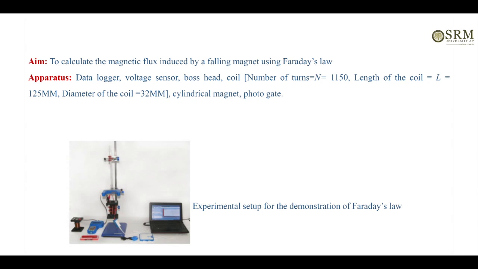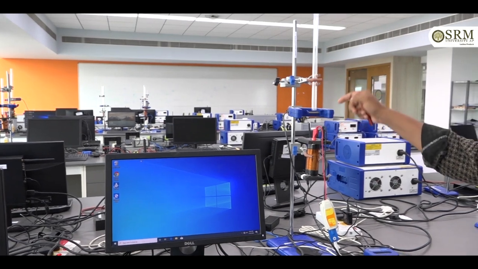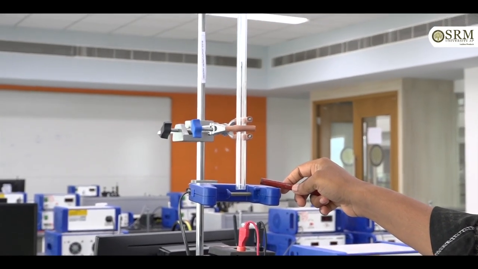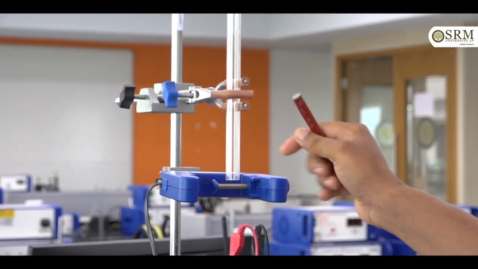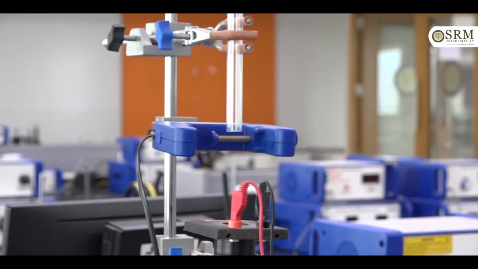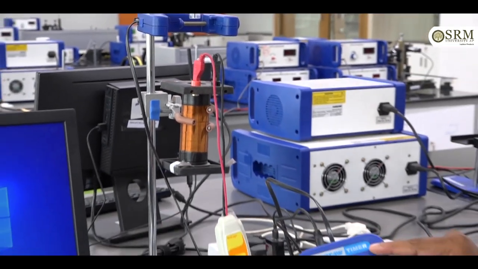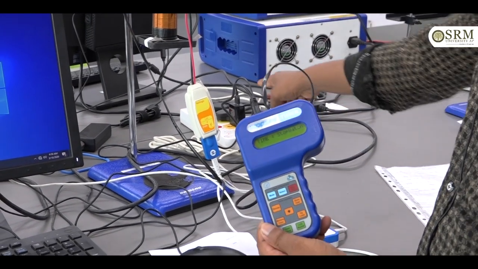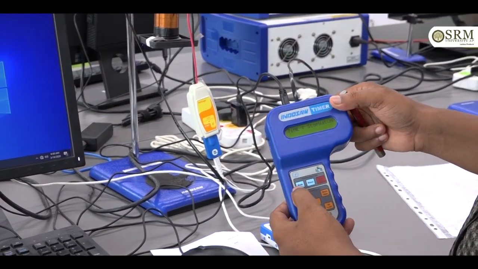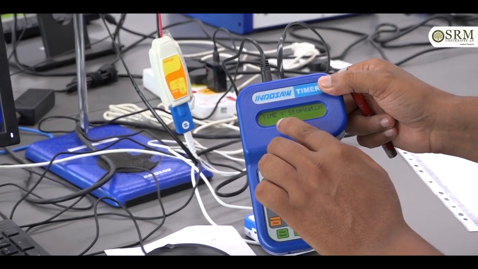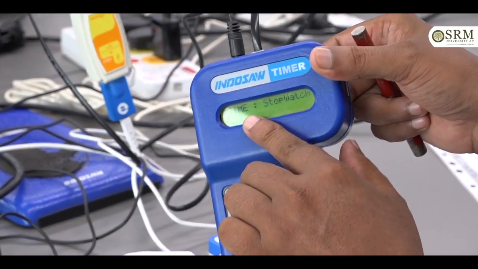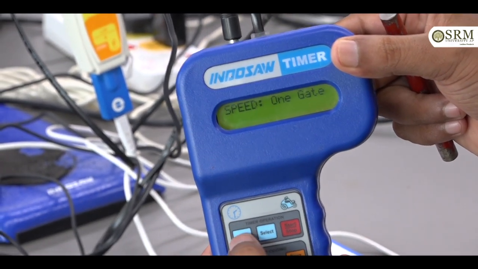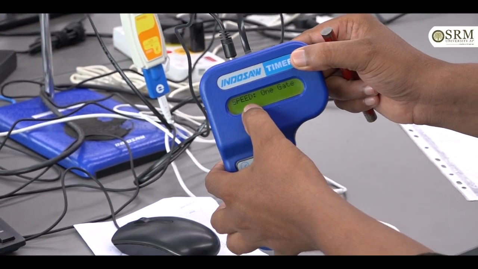The components are a glass tube and a photo gate. The use of the photo gate is to detect the speed of the magnet. The photo gate is connected to a digital timer, which is rechargeable, which is why it is connected to a charger. Initially the digital timer shows time, but we need speed, so press the mode button. Now we get speed.